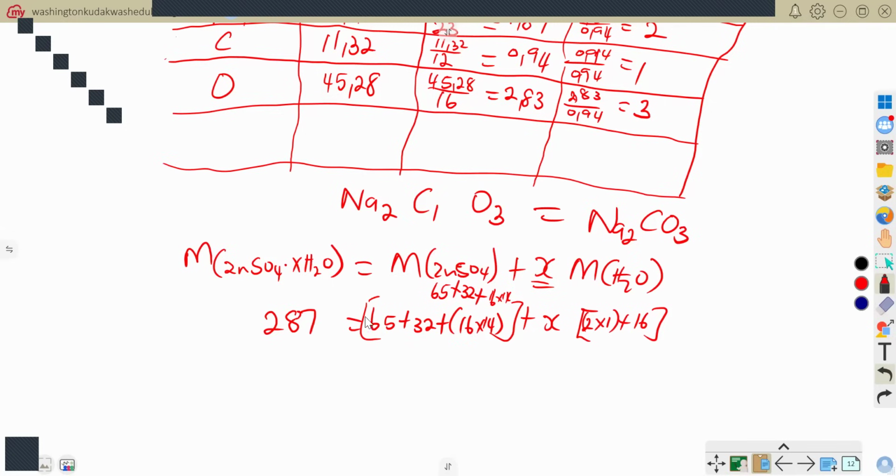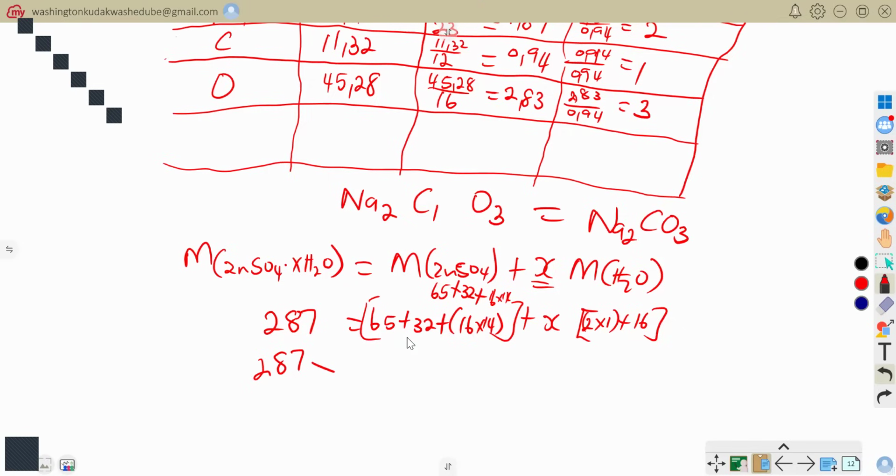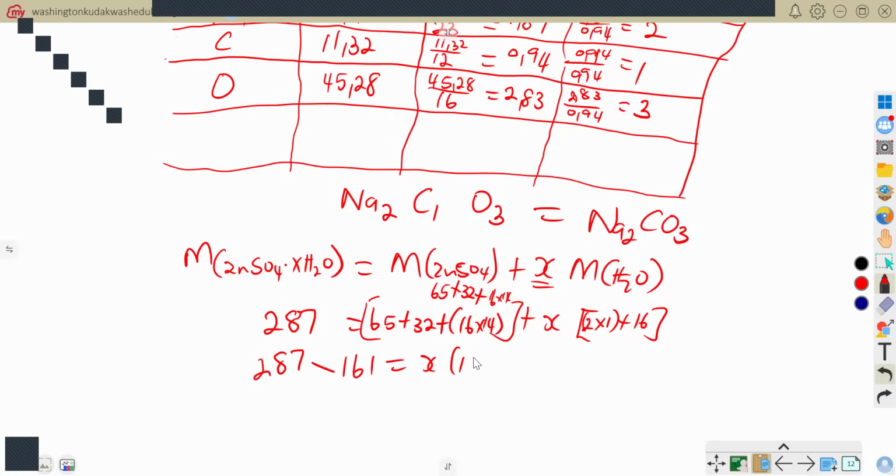So I would subtract this from the side and later divide by 18. This one was going to be equal to 287 minus, if I find the total there, 65 plus 32 plus 96. If you say 16 times 4, we're going to find 64 plus 32 plus 65. That was 161, and then equal to X times 18. And then I will divide by 18.